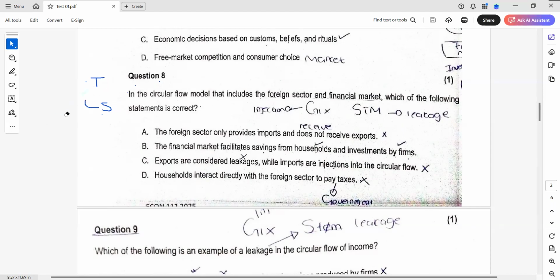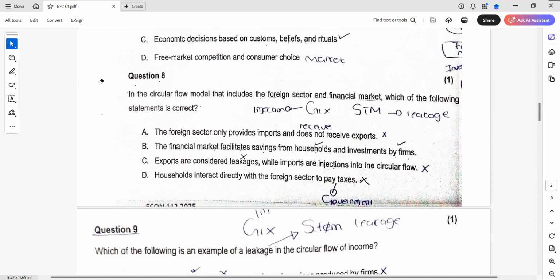Remember, I think I did this in one of the videos, where I was explaining that in a circular flow, you have these participants: your households, your firms, your factor market, and then your product market, remember? All these participants are interacting with each other. One is spending, one is producing, and so on, and one is receiving income from the other, right?